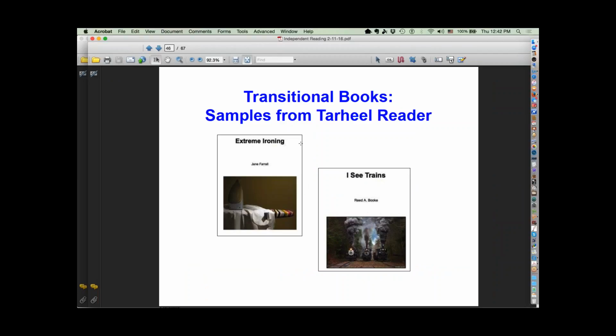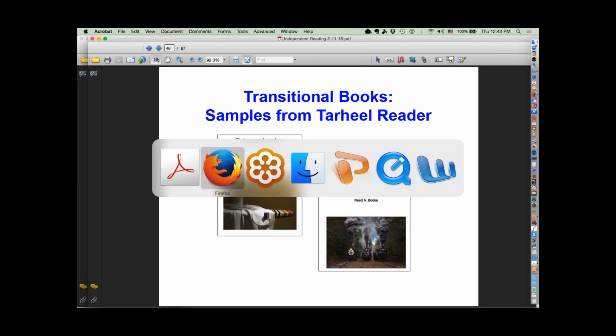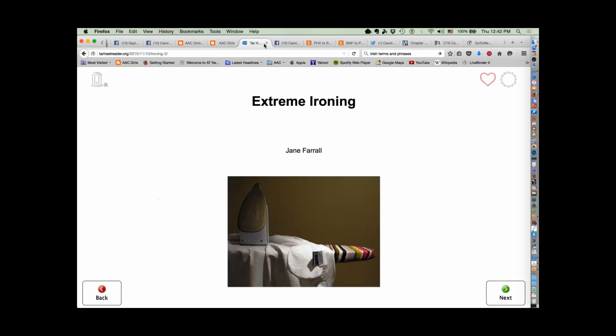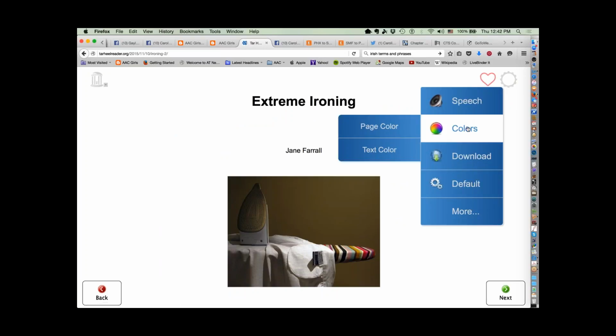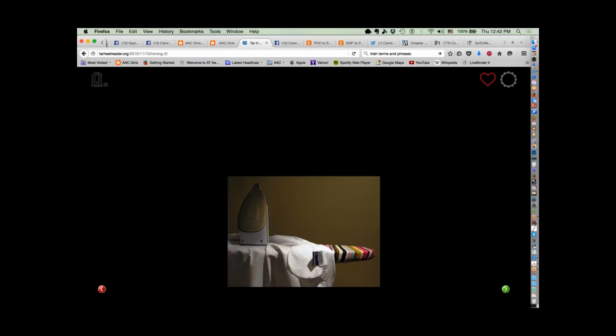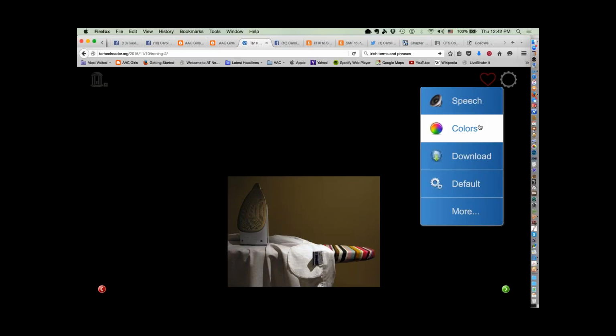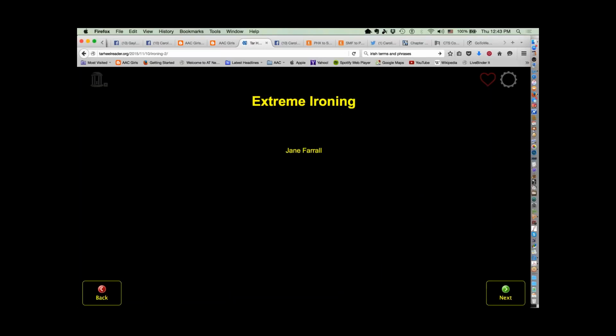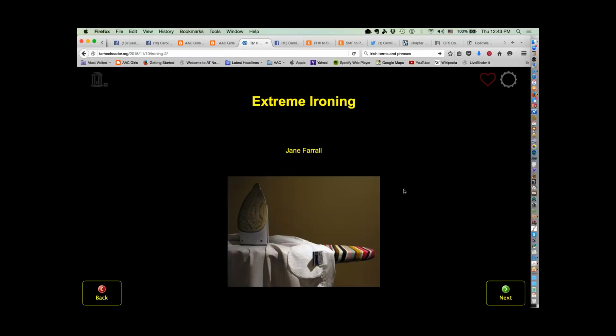Let's look at a couple examples from Tar Heel Reader. The first one I'm going to show you is Extreme Ironing, and I'm going to actually go to Tar Heel Reader and pull that up. So here's Extreme Ironing, and the reason I want to show you in Tar Heel Reader is that I want to show you some features that I find people often forget. So I'm going to look at colors, and I'm going to make that page color black. Oh, where did the text go, you might ask? Well, that's because the text was black, and now I'm going to change the text to yellow, and now it's really popping. Isn't that lovely?